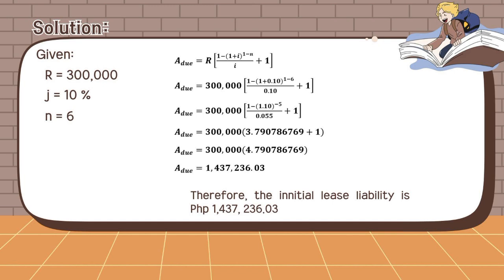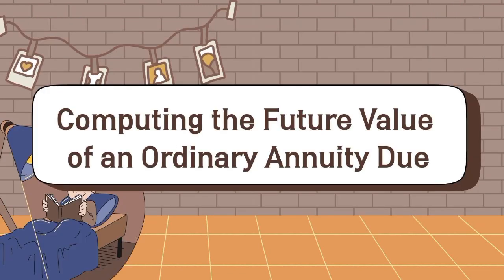And that is our present value of our ordinary annuity due. Now, what about computing the future value of an ordinary annuity due? Of course, we have our example here.